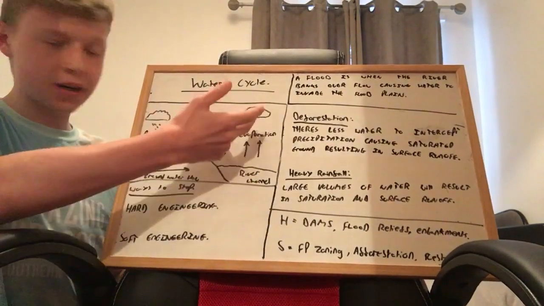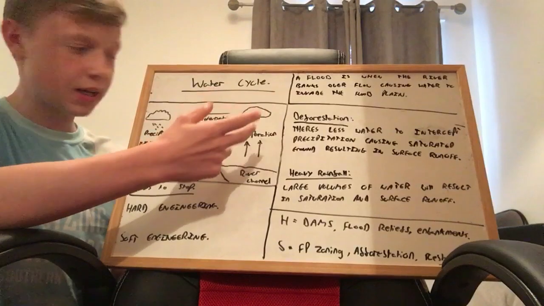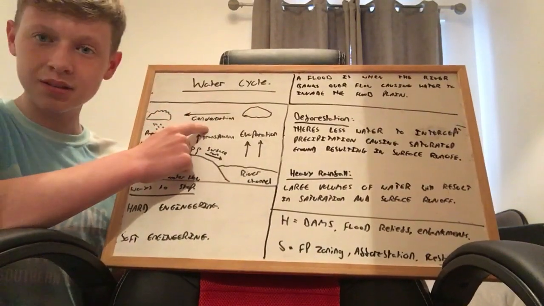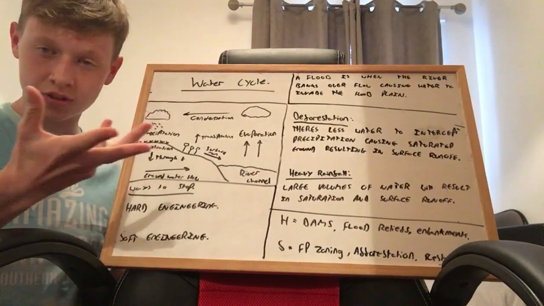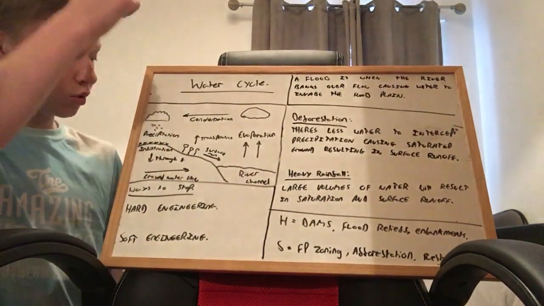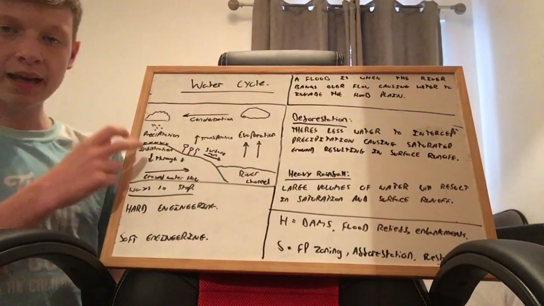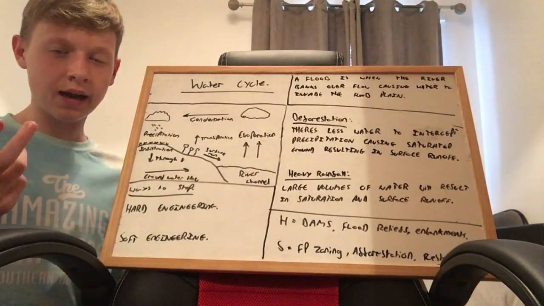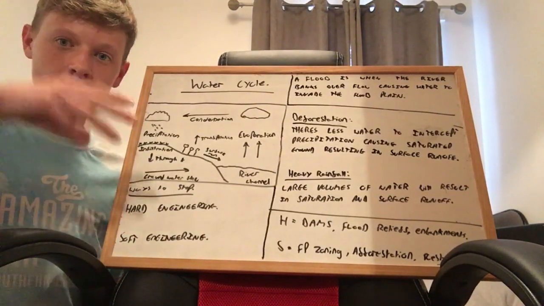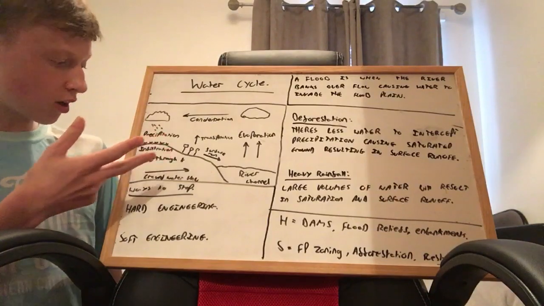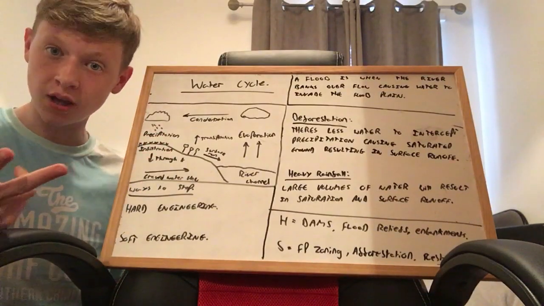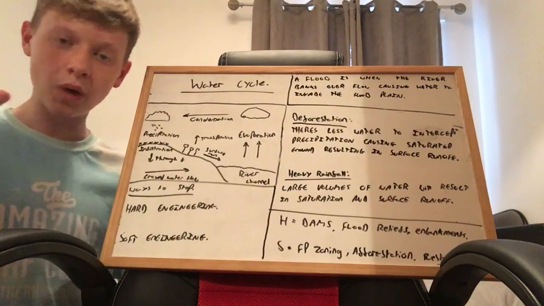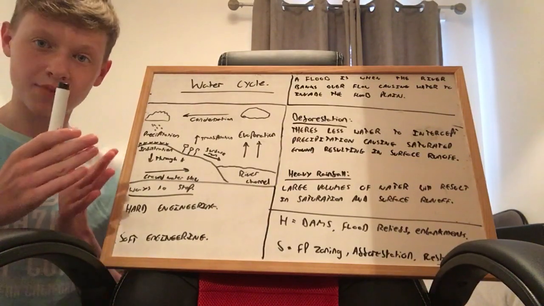So evaporation occurs, creating a cumulus cloud. Cumulus cloud condenses, creating a nimbus cloud. Precipitation ensues, basically meaning rain. So it rains, and then if it lands on permeable land, that means water can infiltrate. Infiltration occurs, and that creates groundwater flow. Now that's good. That means it takes a while for the water to get back to the river.